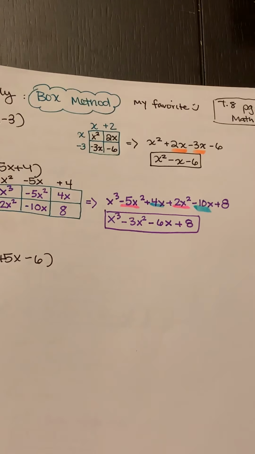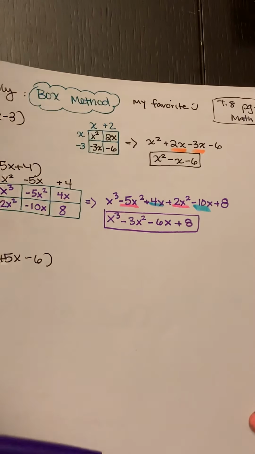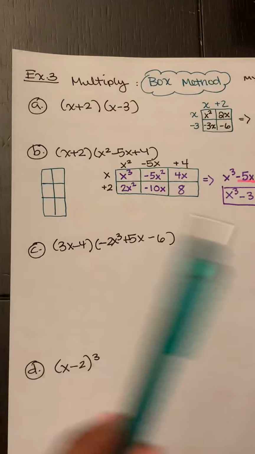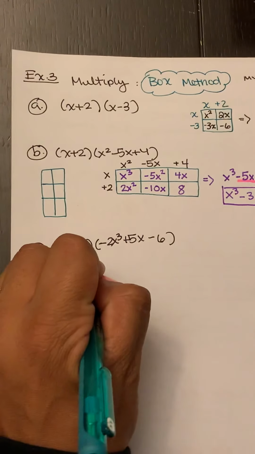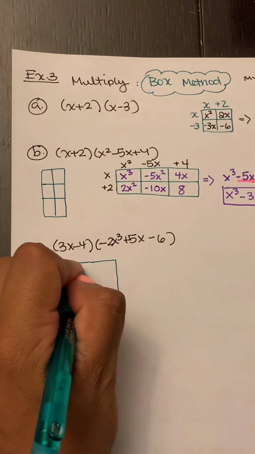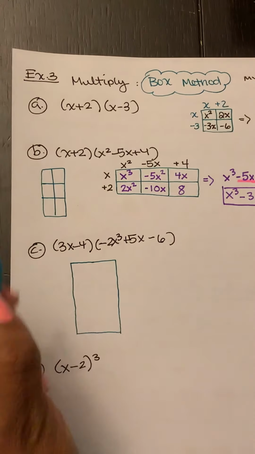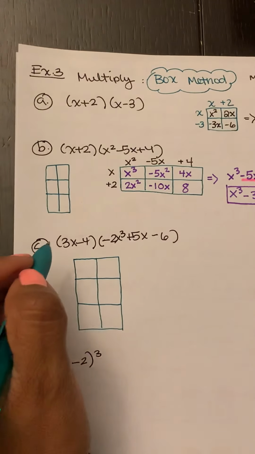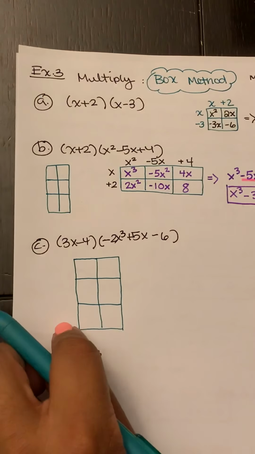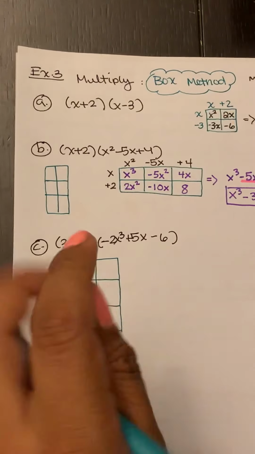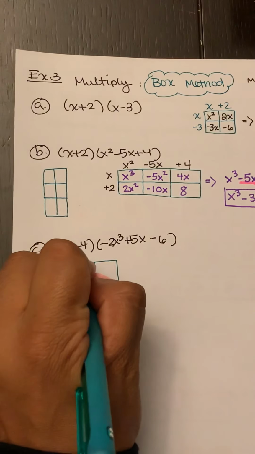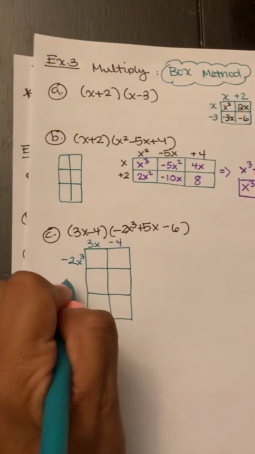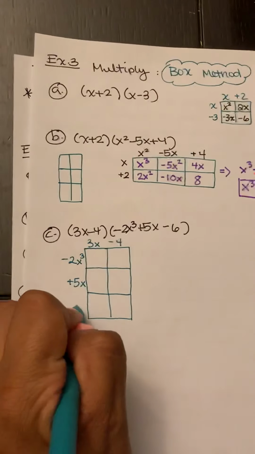All right, let's do another one like that. There it is. Okay, if you want, we can use this box. Doesn't matter how you create it, as long as it's big enough to put in your answers. And again, you're organized. So I won't be able to put 3x minus 4 here because it doesn't work that way. Okay, the 3x minus 4 is here, and we have a negative 2x cubed plus 5x minus 6.